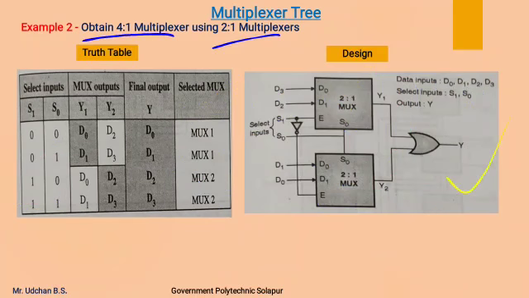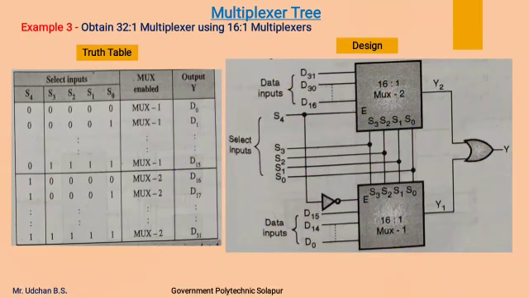This is the diagram we have drawn over here. Similarly, we can obtain a 32:1 multiplexer using 16:1 multiplexers. For that, we require two 16:1 multiplexers, which will make 32 input lines. Both the outputs of the 16:1 multiplexers are again connected together through an OR gate, so that any one of the output lines can appear over the final output.